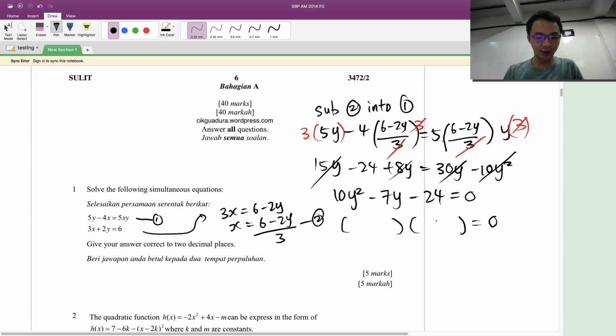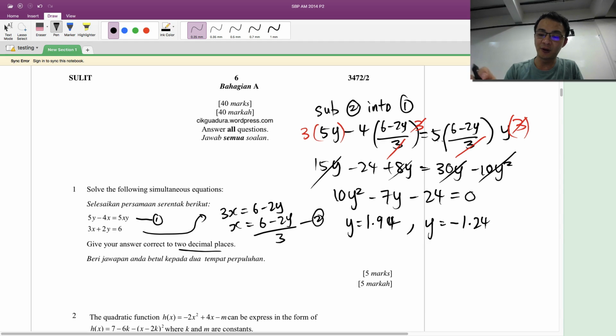I get decimals, that means you will get decimals. So using the calculator, to 2 decimal places, the answer is 1.94, and the other one will be negative 1.24.